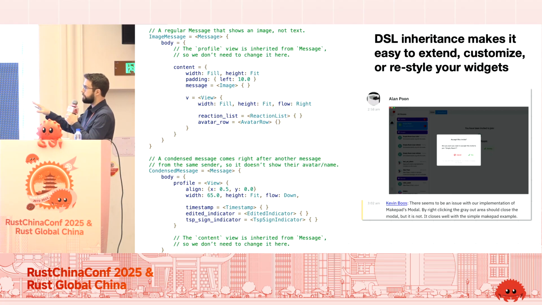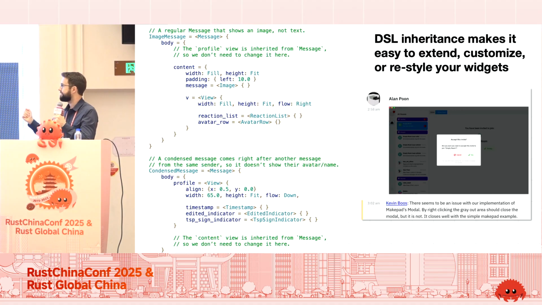So here I have two examples of the message widget being restyled or extended. You'll see the syntax here. In the upper left, in the angle brackets, message is basically saying I'm defining a new widget called image message, which is a message, right? It inherits from message. And all I need to do is just change the body of it, the content, to have, instead of a text body, an image body, right?